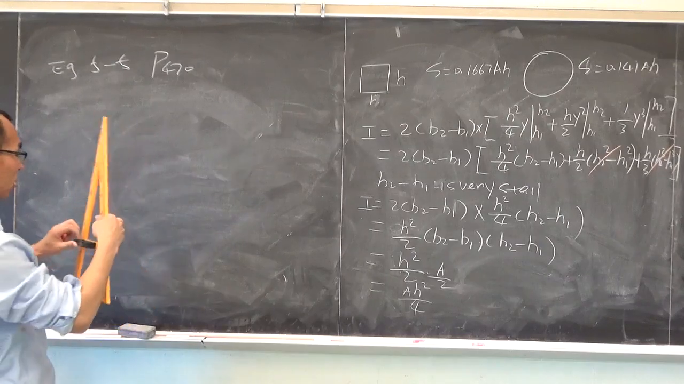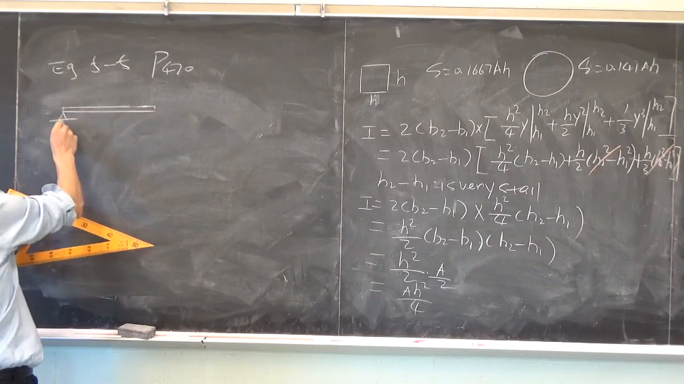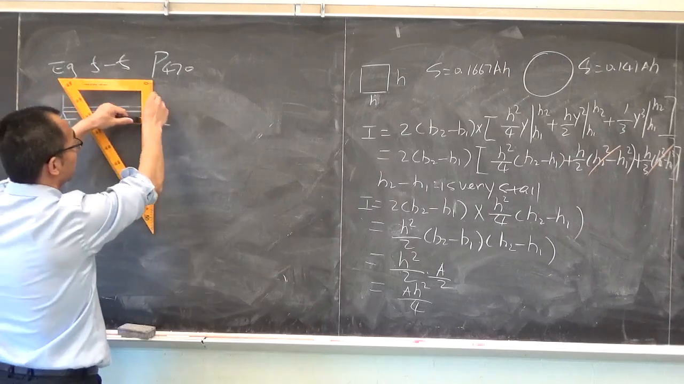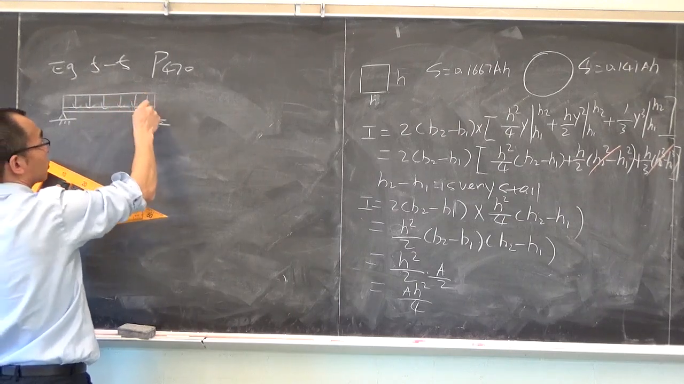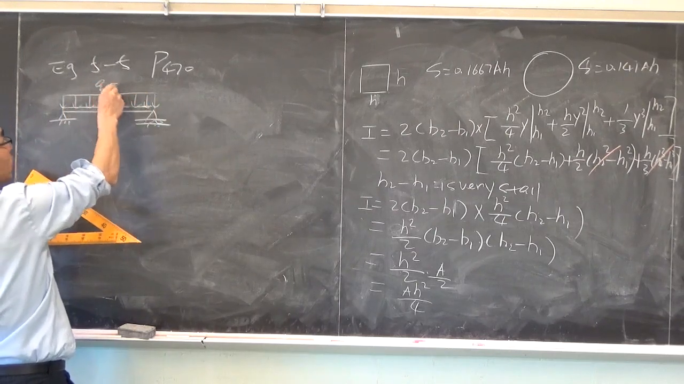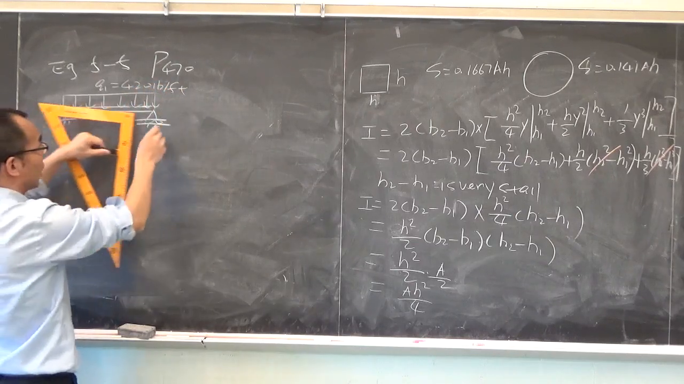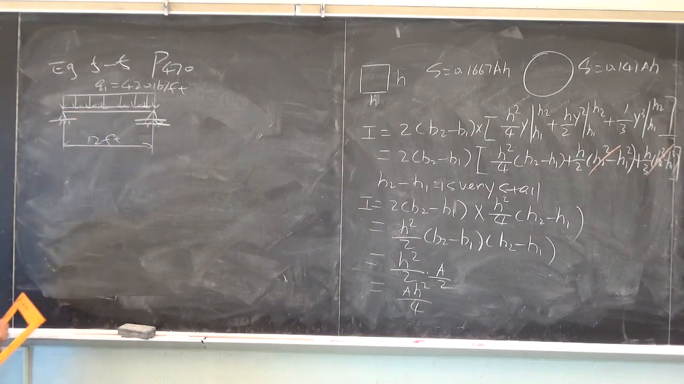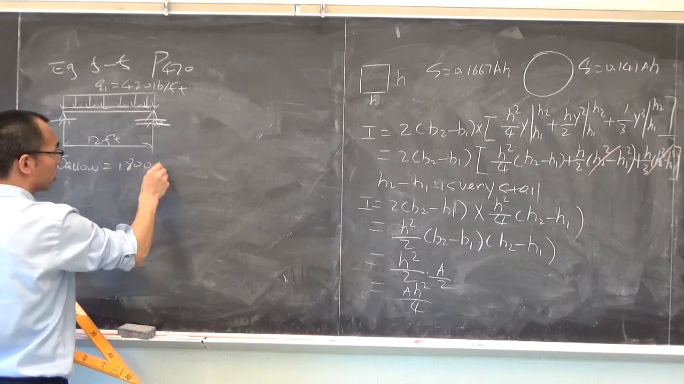So in this example, we have a simple beam with a pin support and a roller support, and we have a uniformly distributed load. The load intensity Q1 is equal to 400 pounds per foot. The span length is 12 feet. We know the allowable stress is equal to 1800 psi.